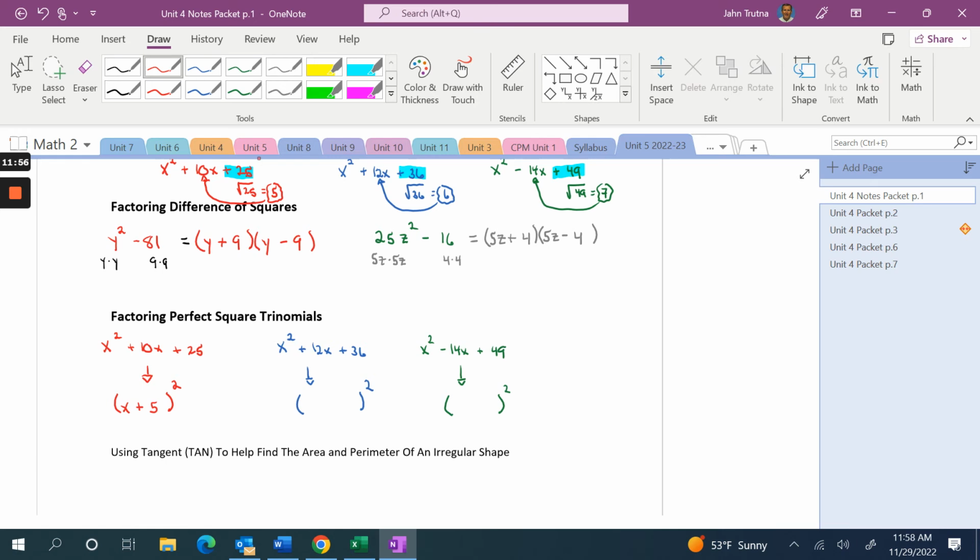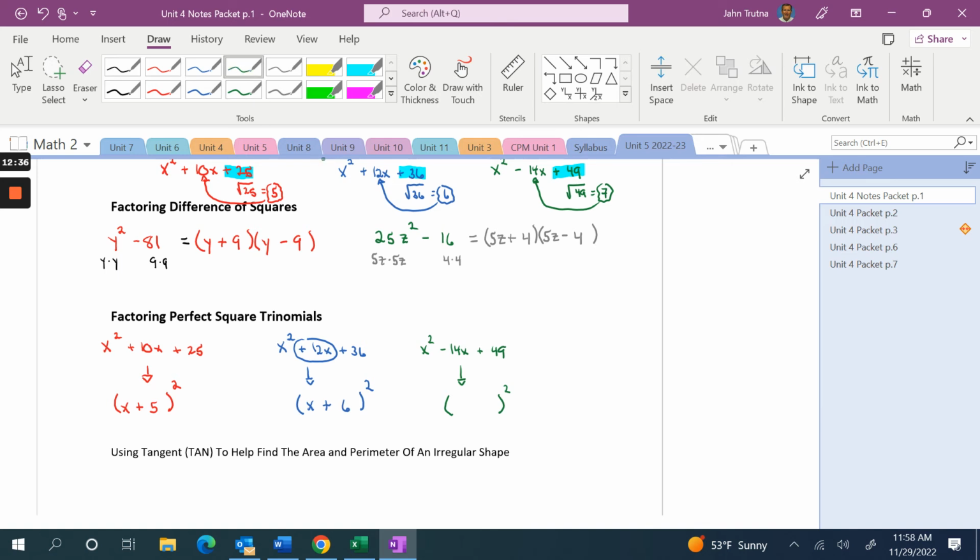Moving over to the blue example, x squared plus 12x plus 36, that is a perfect square trinomial. That means it's going to factor into itself twice. And itself would be x. We always start off with the variable, which is x. Then we put a plus symbol. We always put the symbol that the middle term is. Okay, we're always looking at the middle term. And then we take half of that. Half of 12 is 6. So this perfect square trinomial would factor into quantity x plus 6 to the second power.